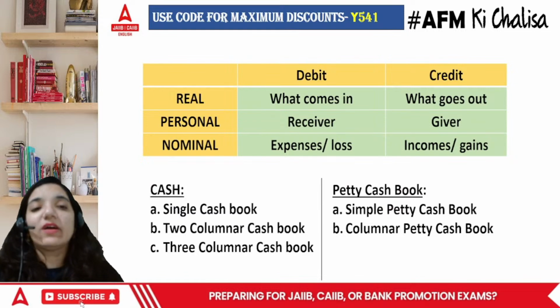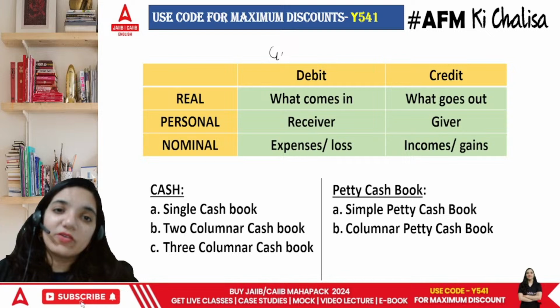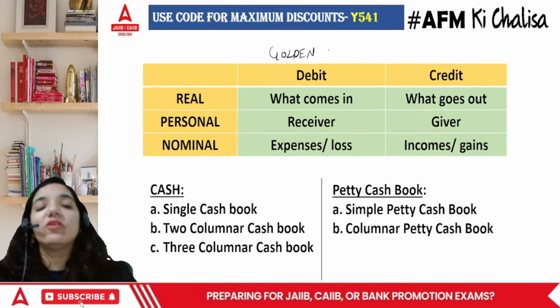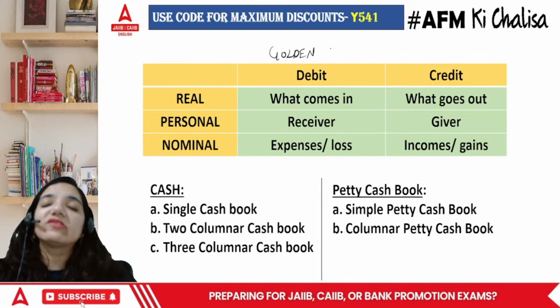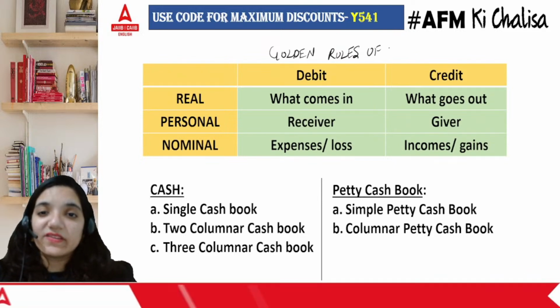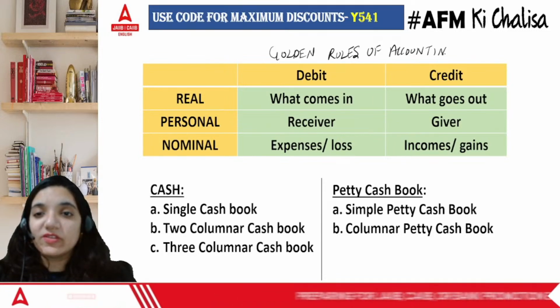Now come the very important rules of accounting, which are called the golden rules of accounting. This is as per the traditional method, also called the English method. Normally one particular question is always asked from this area, everyone: what are the various golden rules of accounting?